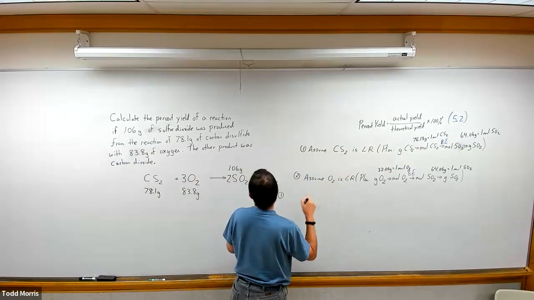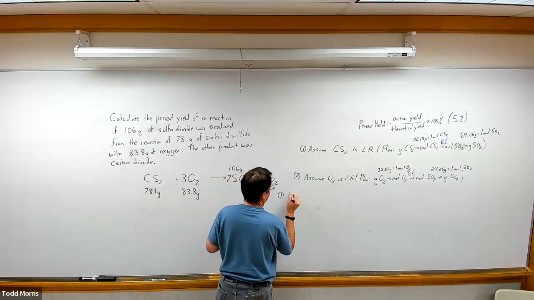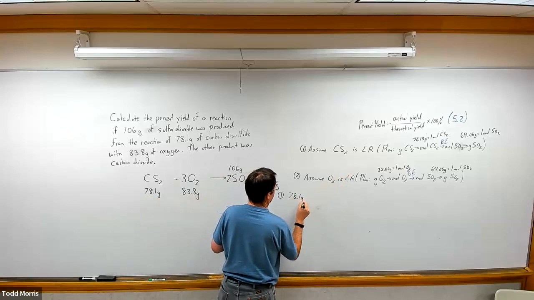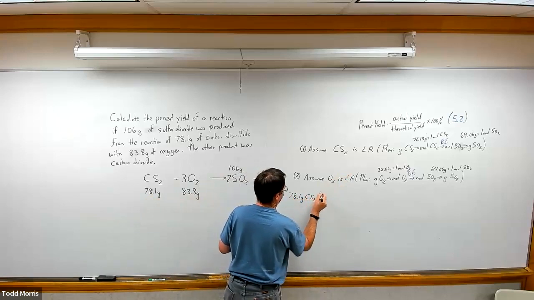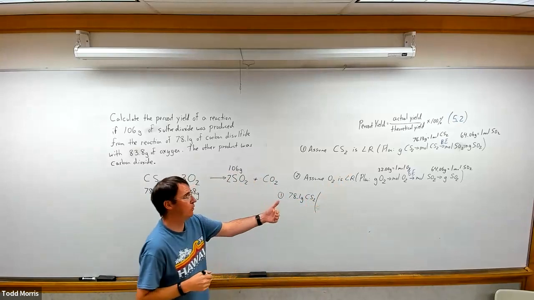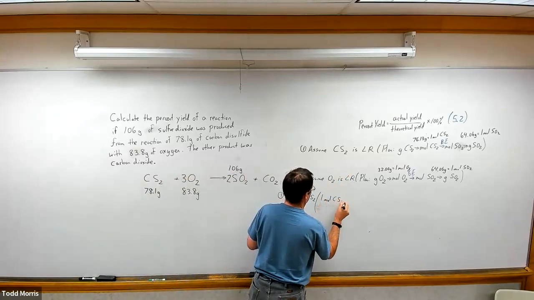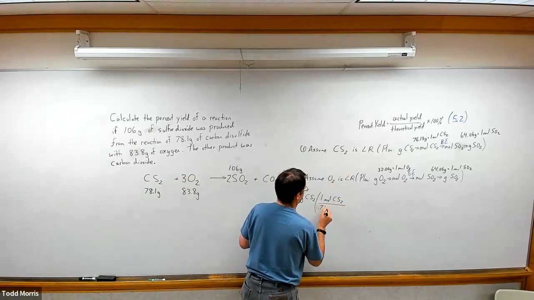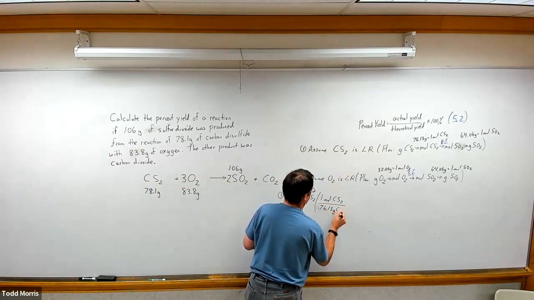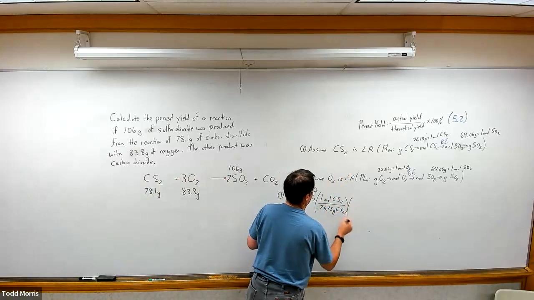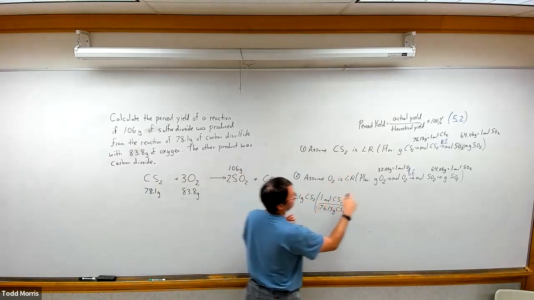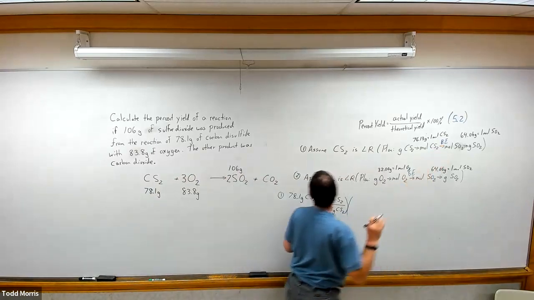We have 78.1 grams of CS2. Convert that to moles, so go from grams to moles. You need to divide by the molar mass, 76.13 grams. Then go from moles of CS2 to moles of SO2. This is our balanced equation coefficients.